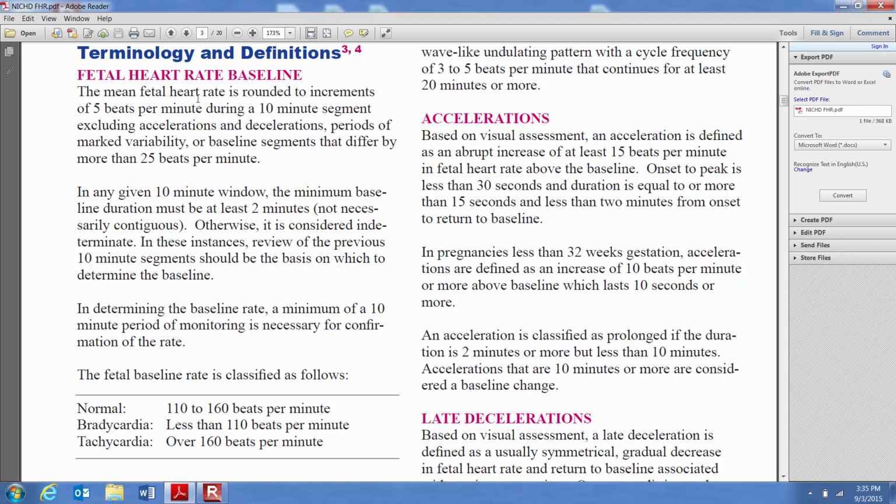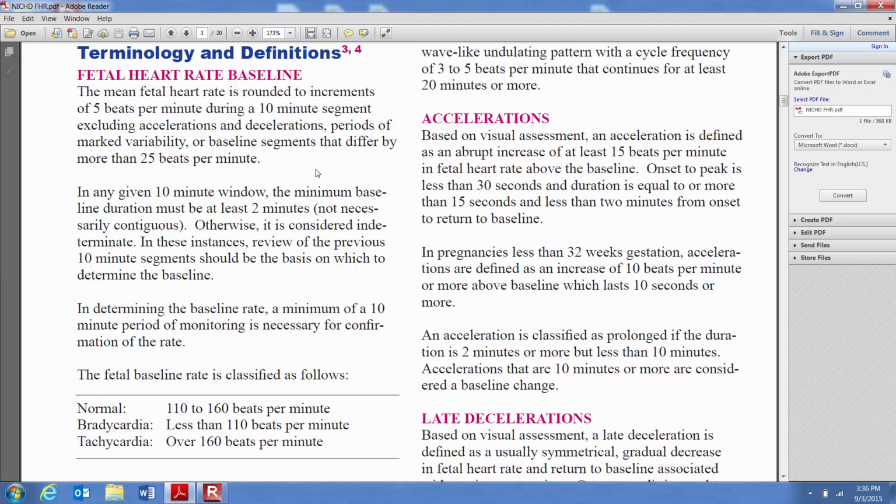So we're talking about the fetal heart rate baseline. Okay, a normal baseline for the fetal heart rate is 110 to 160. Anything less than 110 is bradycardia. Anything over 160 is tachycardia. Now, we need to look at a 10-minute segment of the strip. Okay? Now, in that 10 minutes, we need a continuous, at least 2 minutes of continuous tracing periodically through that 10 minutes.